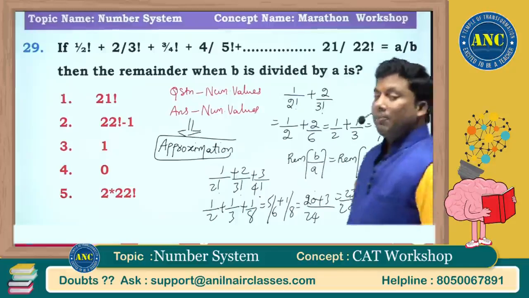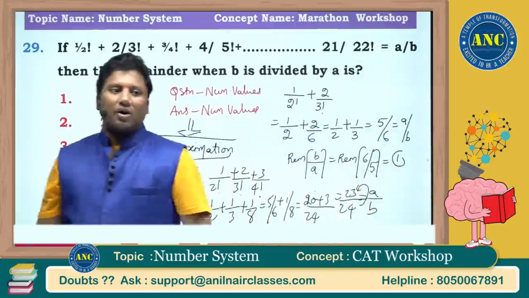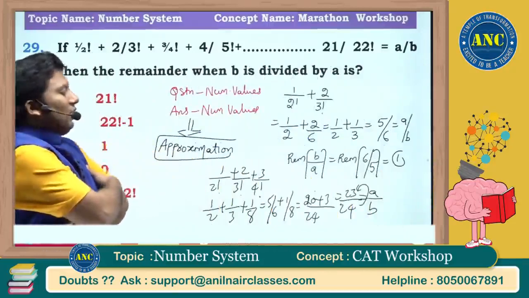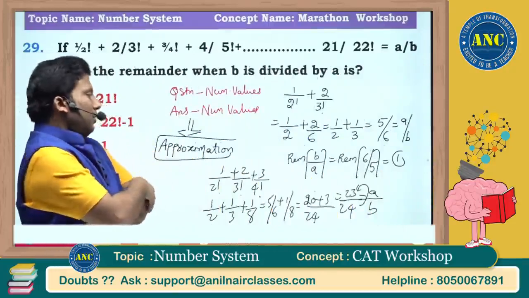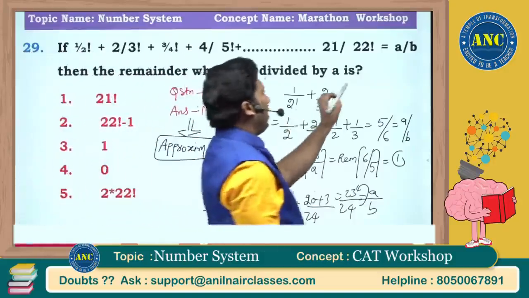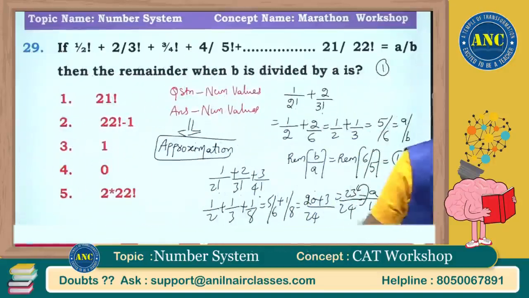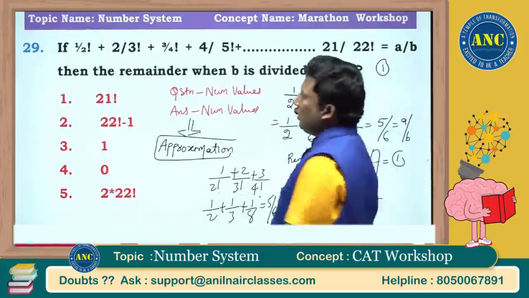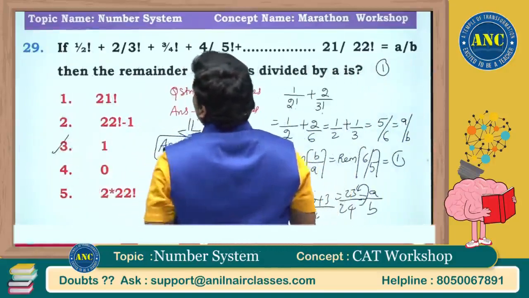24 is divided by 23. 23 ones are 23. What is the remainder? 1. Answer for this question is 1. I hope it is clear.